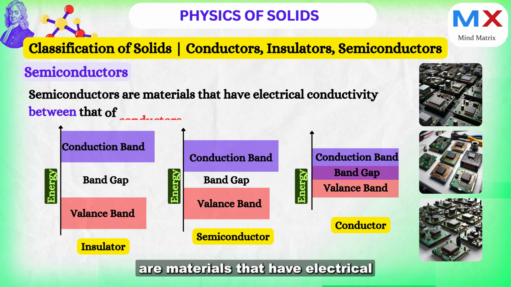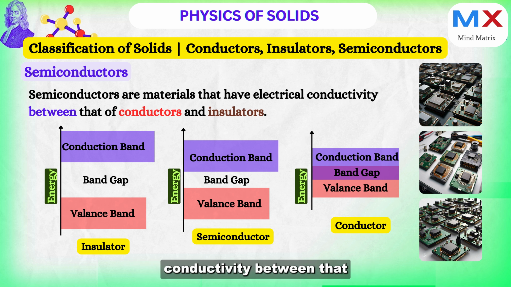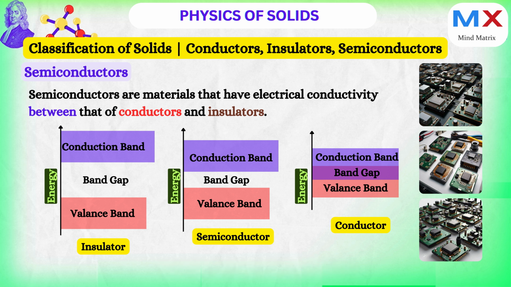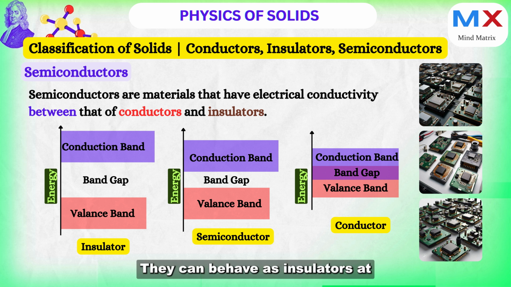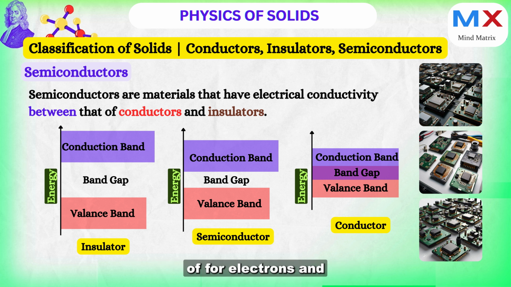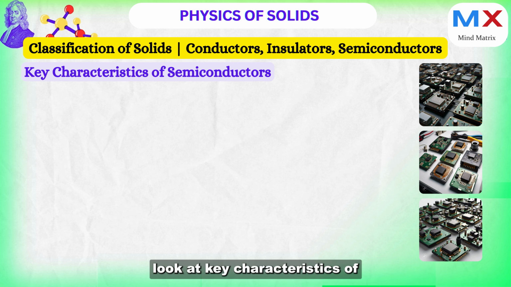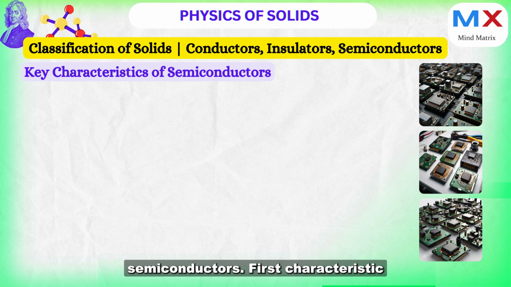The third type of solids we have are semiconductors. Semiconductors are materials that have electrical conductivity between that of conductors and insulators. They can behave as insulators at very low temperature, but at higher temperature they conduct electricity due to the availability of free electrons and holes. Now let's have a look at key characteristics of semiconductors.